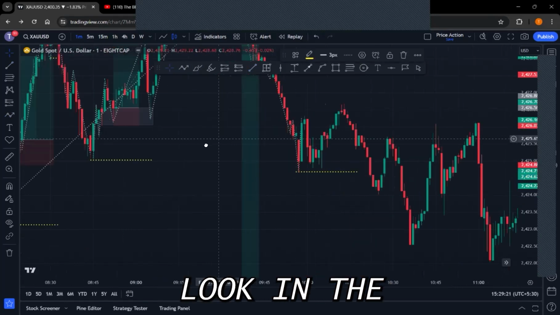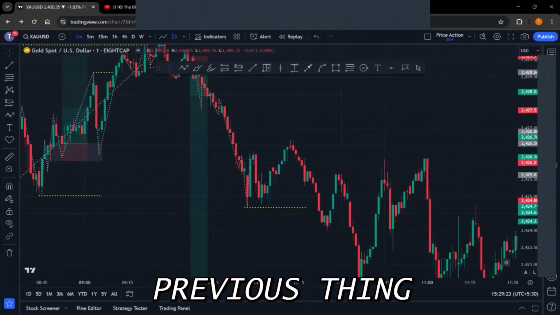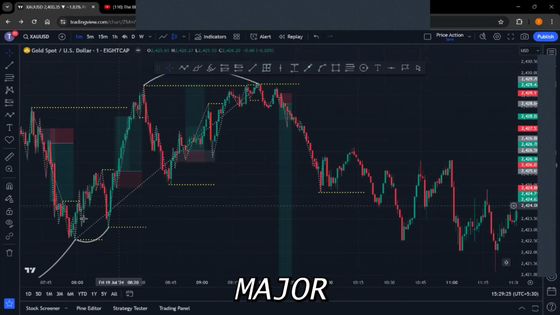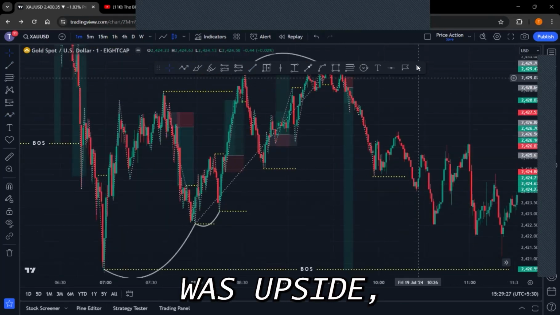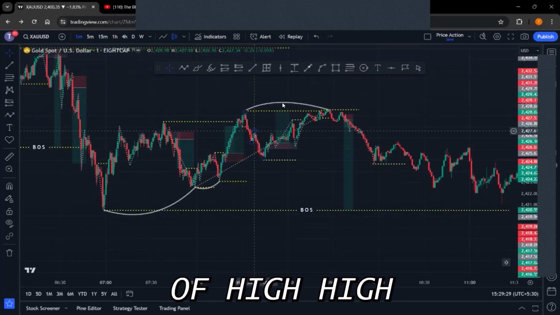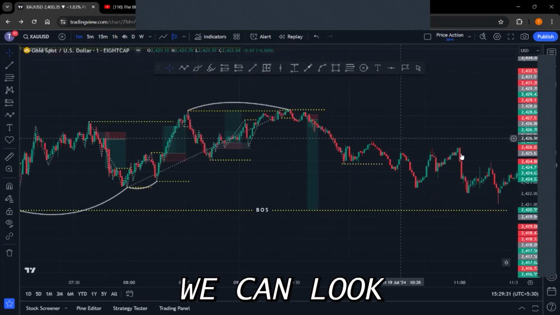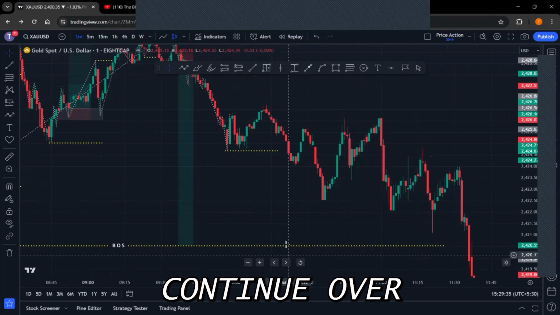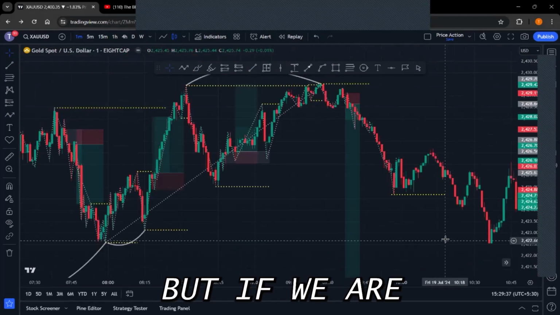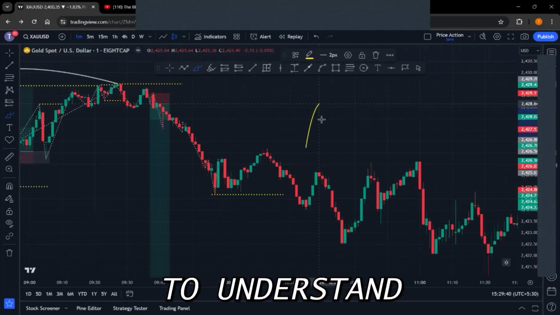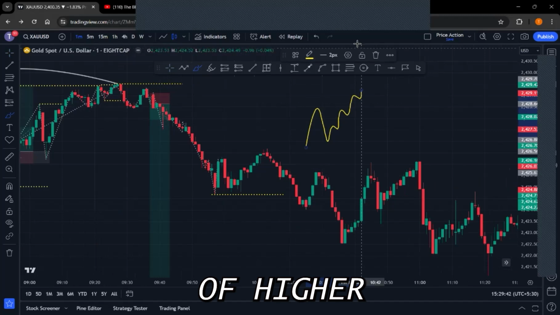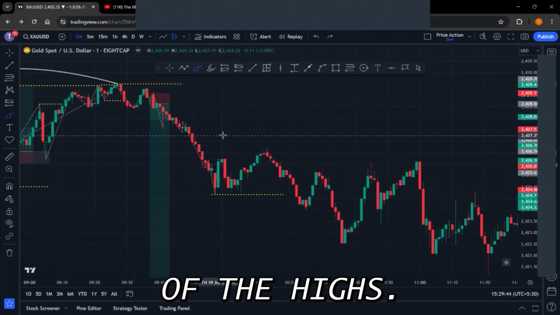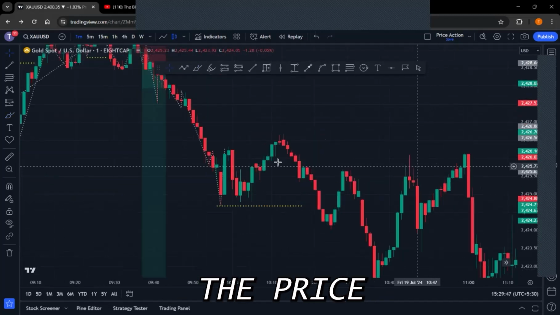Now we have to look at the further price action, as I told you in the previous part as well. Since the internal direction was upside, as you can see the price has created a series of higher highs and higher lows internally, we can look for a buy entry over here, because in the future we do not know whether the price wants to continue in the internal direction or the external direction. But if we are looking for buying only, you have to understand that you will be looking for buying in a series of higher highs and higher lows only, not in a series of lower highs and lower lows. So what had happened from here is that the price created a high.